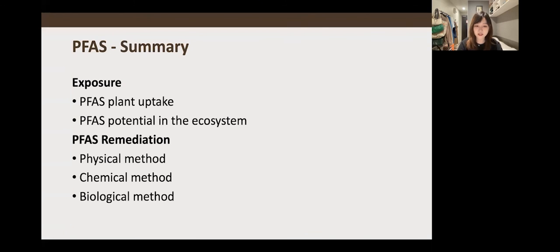From the remediation aspect, the physical method is cost-effective. However, it may produce toxic sludge. The main approach for the chemical method is to convert PFAS into harmless substances by oxidation. Lastly, for the biological method, phytoremediation is sustainable, but its practical application is limited by factors such as time and toxic effects on plants. In conclusion, our study provides a comprehensive summary of the current key findings related to PFAS exposure and remediation technologies.